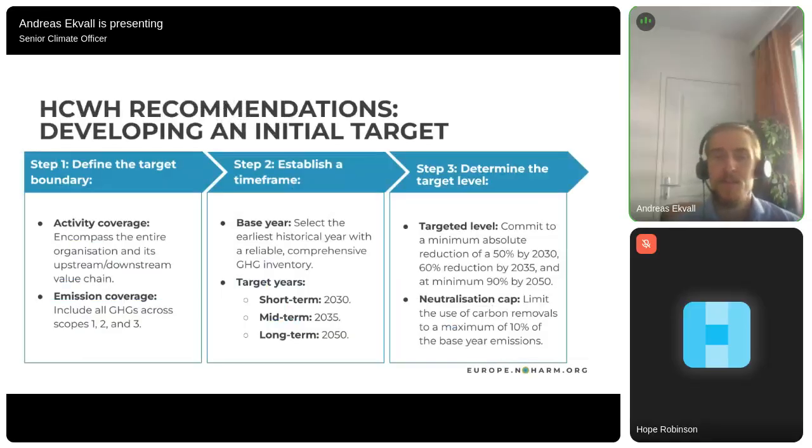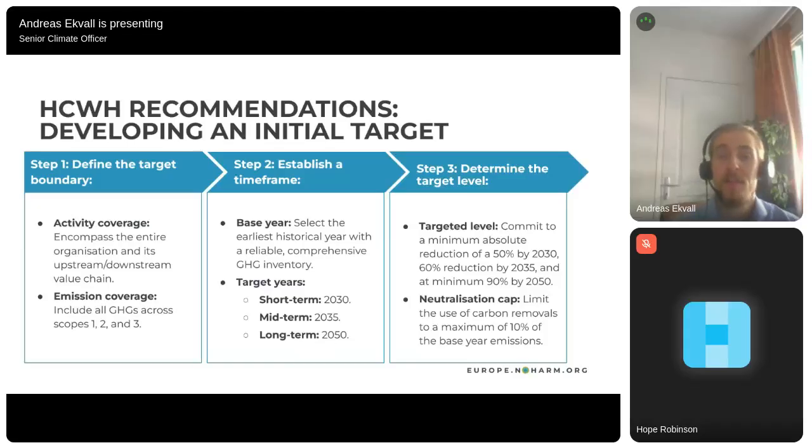So let's tie all of these pieces together and develop a target, or a mitigation target, following our recommendation for an initial mitigation target. Step 1 is to define your target boundary. Your scope should be comprehensive. You should encompass your whole organization along its value chain. For the emission coverage, this means including all greenhouse gases. Step 2, you need to establish your time frame. You start by selecting a base year, and from there you map out your short, mid, and long-term milestones.